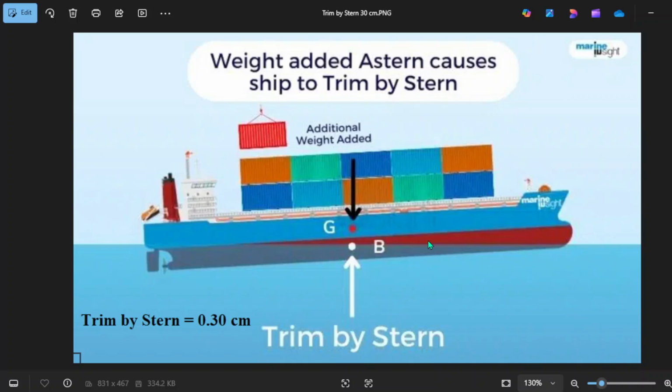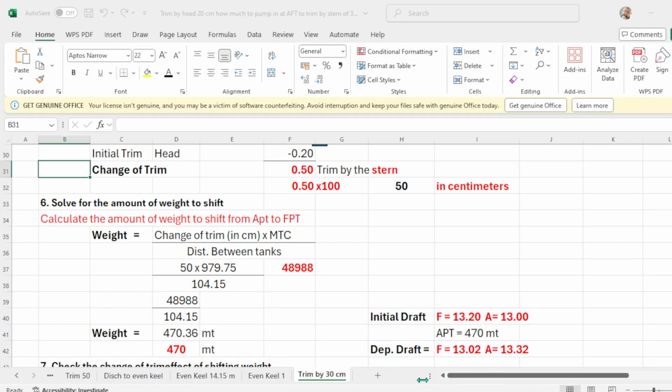From a trim by the head of 20 centimeters, you have to put water in the after peak, so that the final trim will be a trim of 30 centimeters by the stern. So that is what I meant by the problem. But the question is how much ballast water we are to put in the after peak so that we will be trimmed by the stern of 30 centimeters. That is the question. Okay, so let's go back to the problem.